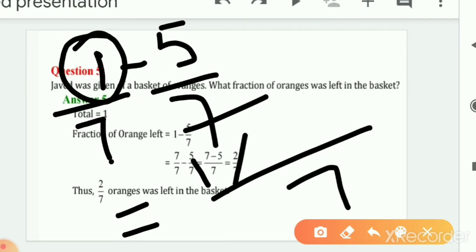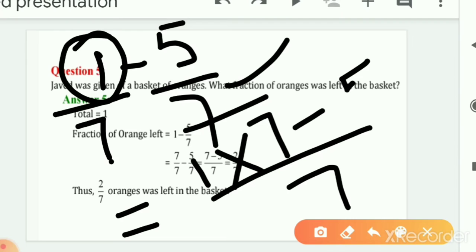It means 1 was given, and we will multiply it by 7. Here there is also 7 already, so we need not multiply 5 by 7. It will remain 5 only. Simply, we have taken the LCM.